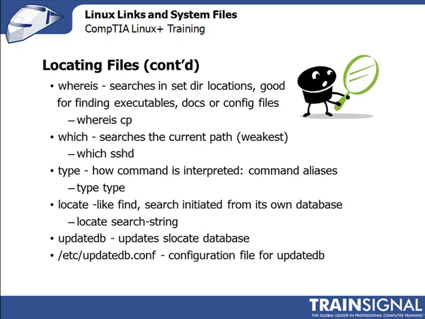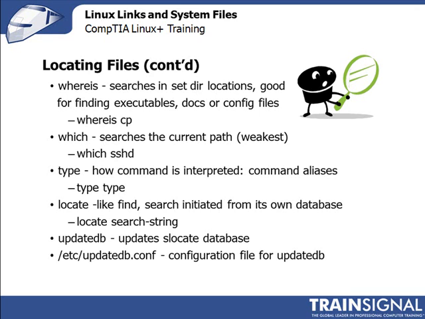Locate is kind of like find, but it's a little less sophisticated, and it usually only searches for file names. Another thing is that it works from its own database, so if that database hasn't been updated recently, it may not give you a complete search. Some distributions use slocate, which is a security-enhanced version of locate, and updatedb is locate's database. /etc/updatedb.conf is the configuration file for updatedb.